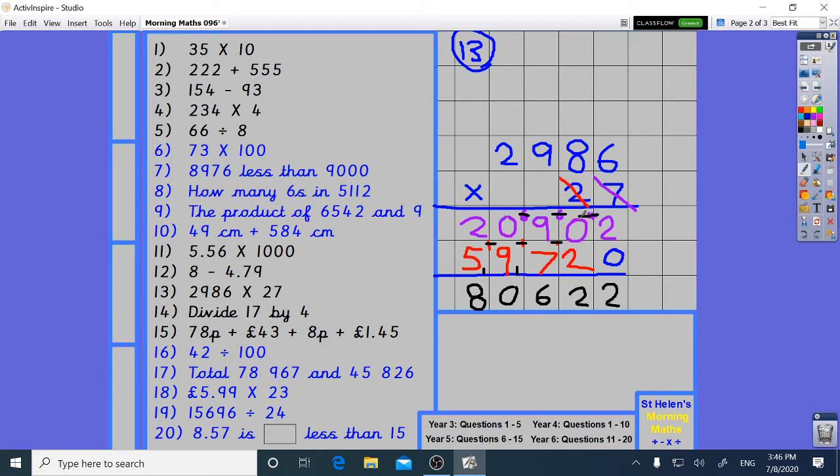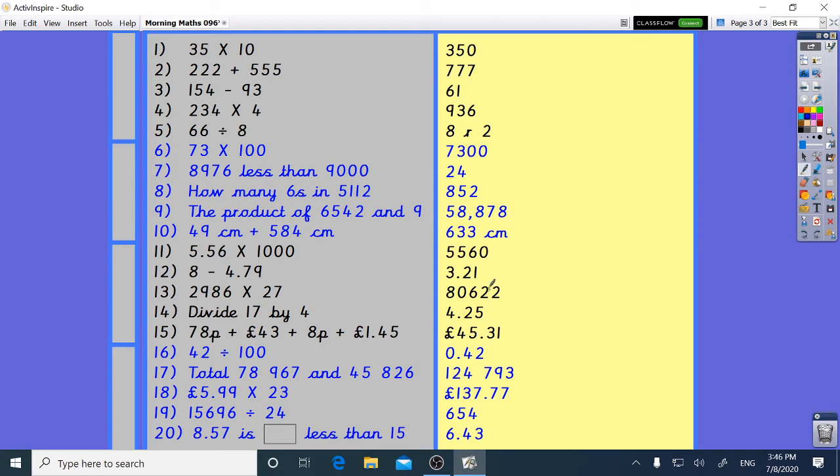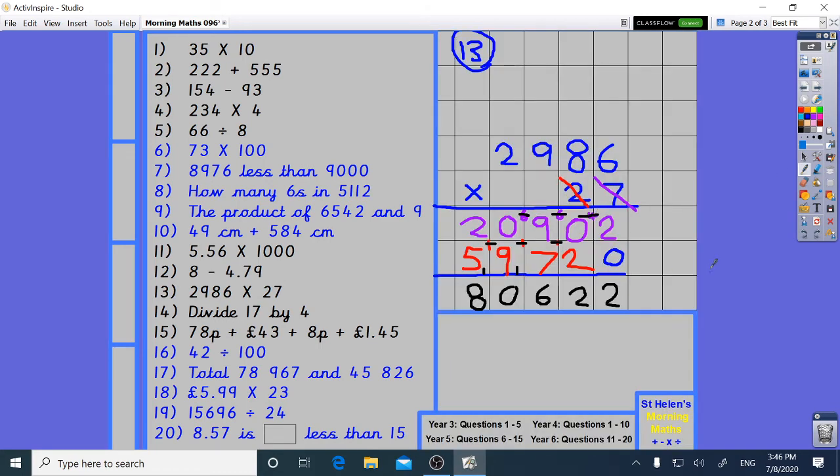2 times 6, 12. 2 times 8, 16, plus 1, 17. 2 times 9, 18, plus 1, 19. 2 times 2, 4, plus 1, 5. That looks okay. Adding looks okay. I'm confident that's right today. So let's have a peep. 80,622. Yep. If I check, I'll get them right.